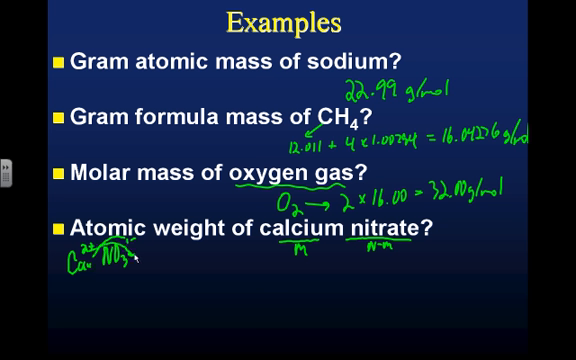So the formula is Ca(NO3)2, with NO3 in parentheses because I need 2 of them. And then in your calculator, instead of 1 Ca, that's whatever it is, I don't have that one memorized, plus 2 nitrogens, write that down, plus 6 oxygens, write that down. We can do it all at once.